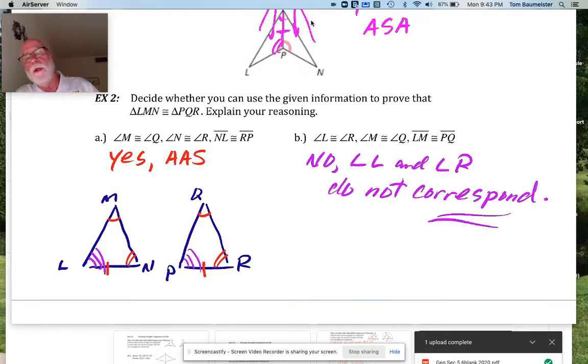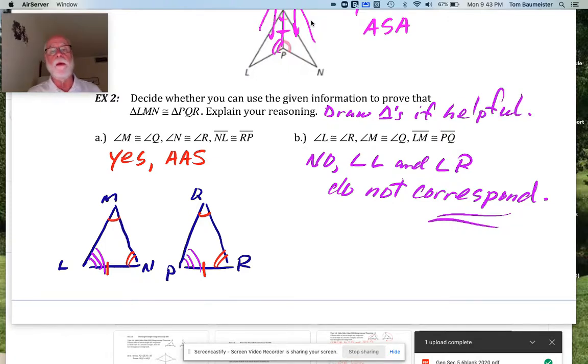Okay, now you'll have to do a couple of these on your homework, and I know that it's drag and drop or you have to write it in. Remember, if it helps, draw a triangle if helpful, and keep all the corresponding parts together.